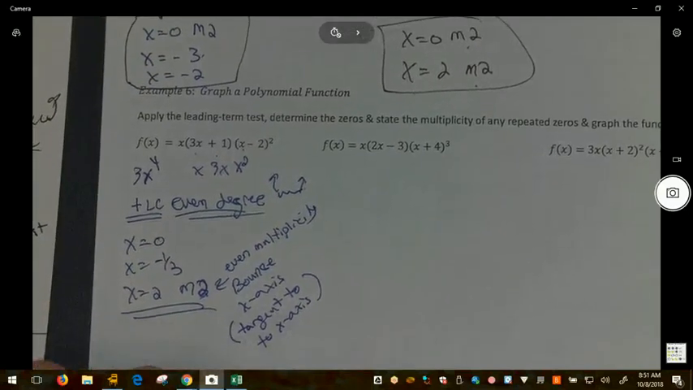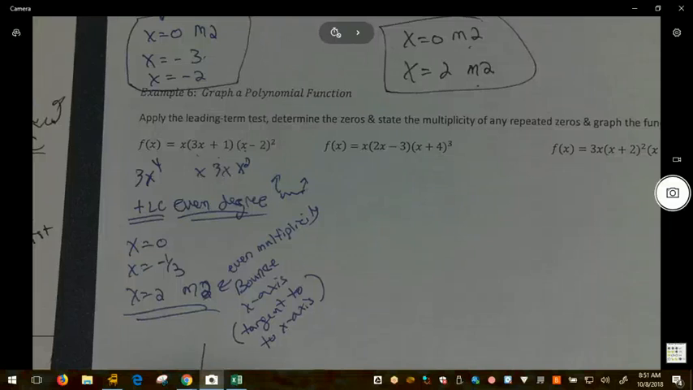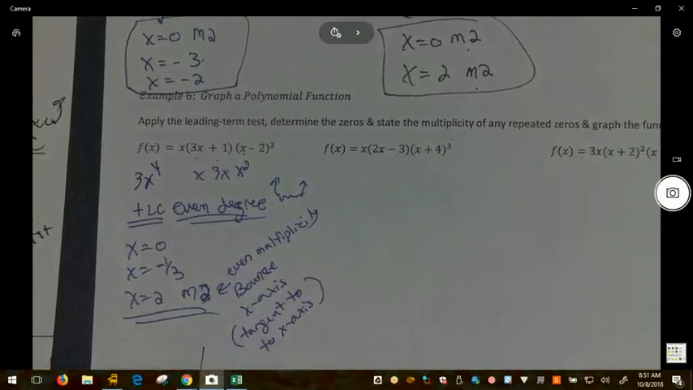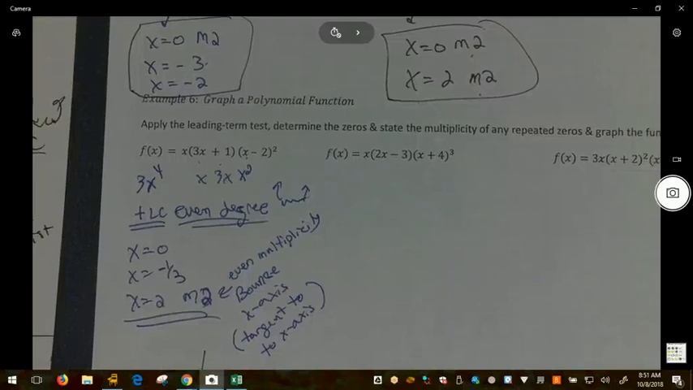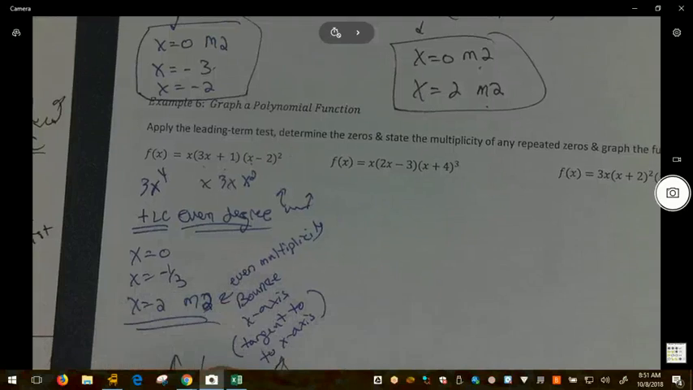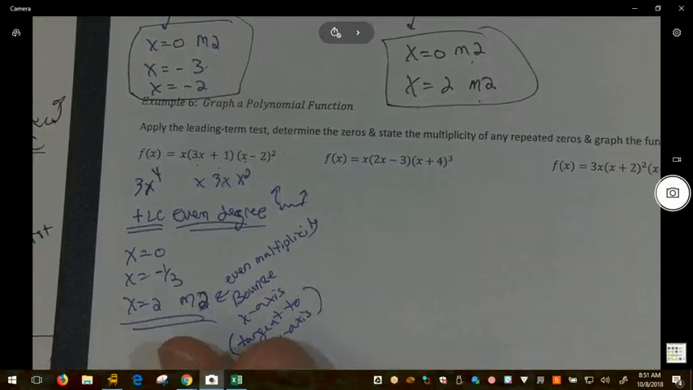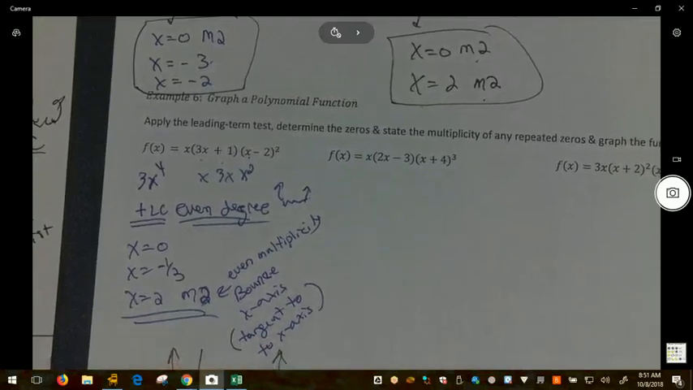So when I sketch my graph, I have to have a 0 at 0. I have to have a 0 at, let me space these out a little bit, negative 1/3. And I have to have a 0 at 2. The multiplicity of 2 is where it's supposed to bounce. And I know the ends are supposed to go up. That means that this one will come down and then come back up and intersect. And then it will come back down and bounce off the x-axis.